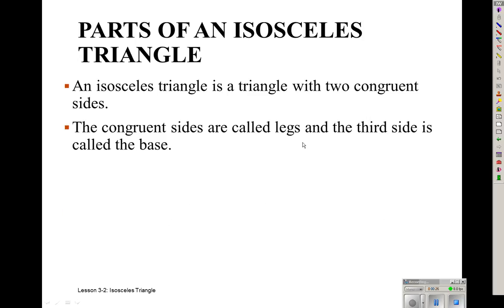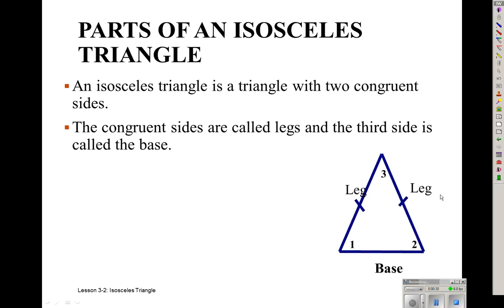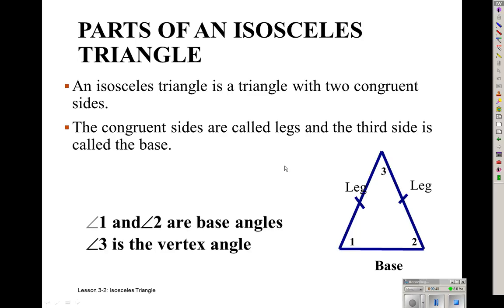The congruent sides are called legs and the third side is called the base. And then when you're talking about angles, the two angles that make up the base are called the base angles. And the angle that's across from the base is called the vertex angle.